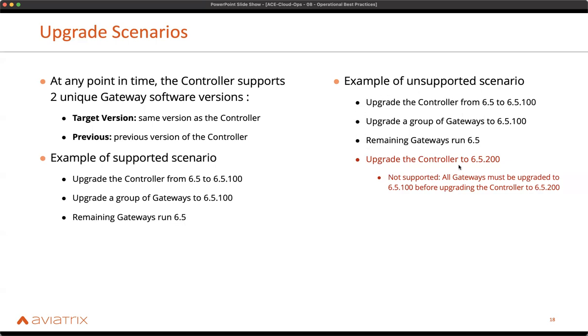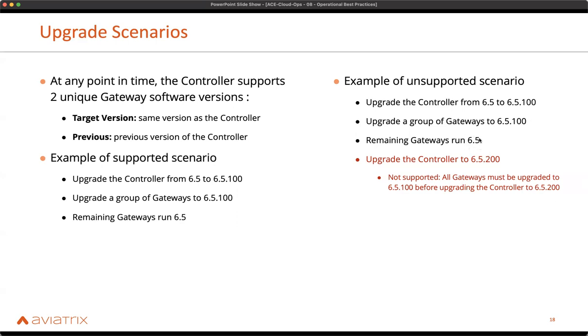Now, if you want to upgrade the controller to 6.5.200, this is not going to be supported. The reason is that if you're upgrading the controller to 6.5.200, you basically don't have gateways running at the target version, and you have two previous versions, meaning you have gateways running on 6.5 and you have gateways running on 6.5.100. So this is not going to be a supported scenario. So in order to do that, you need to at least move gateways from 6.5 to 6.5.100.